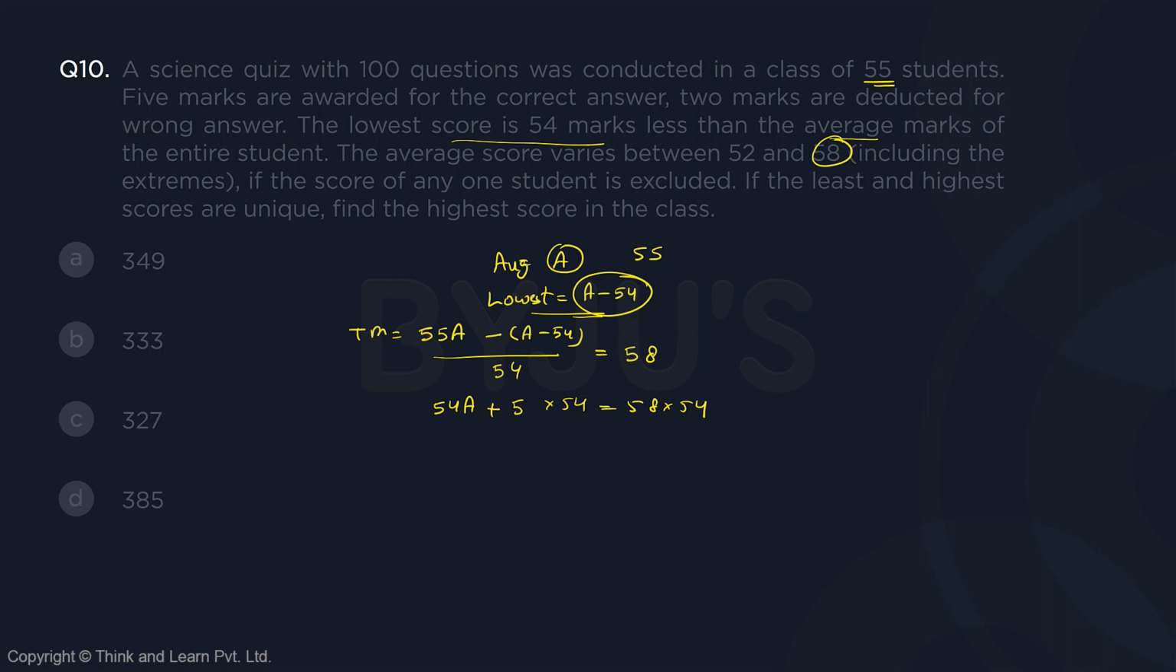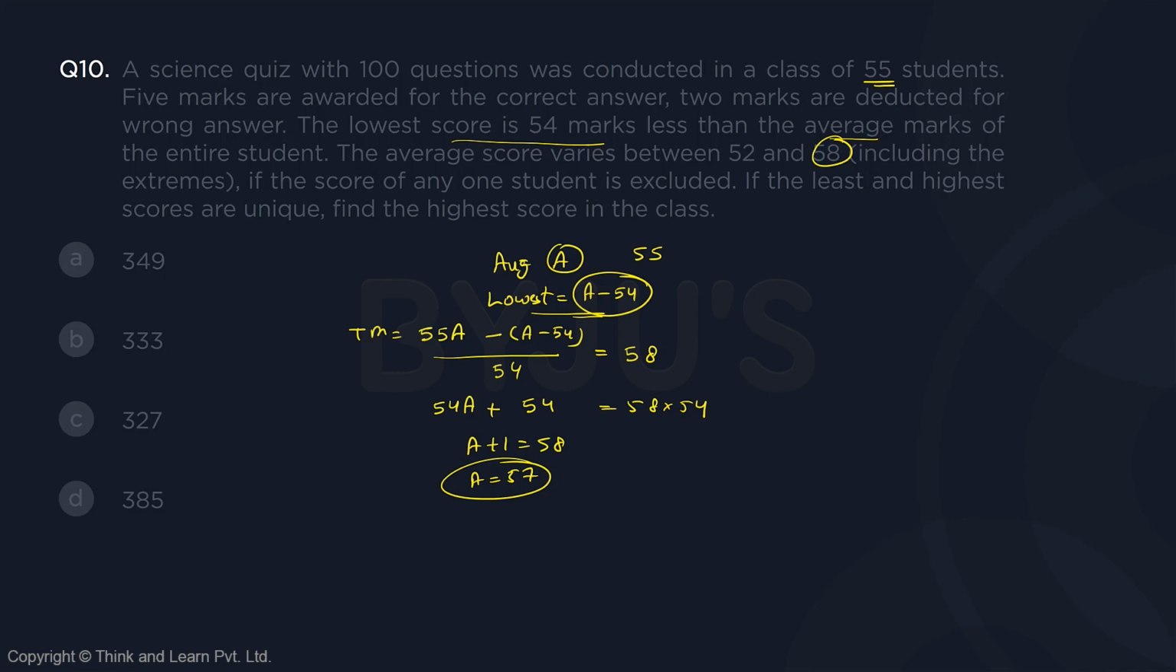Why am I multiplying this? It will be simply 54 only, right? Now 54 will be cancelled out, right? So A plus 1 is equal to 58, or A is equal to 57. The average will come out to be 57.